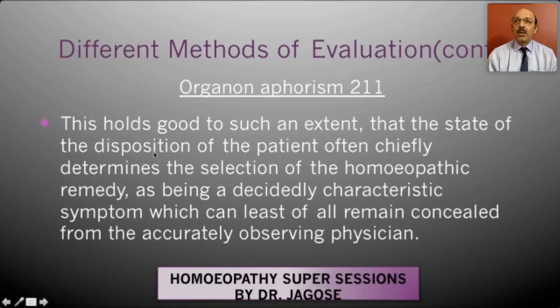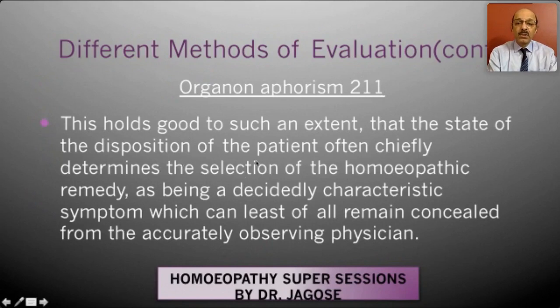So the disposition will be obtained from the mental symptoms, from the physical general symptoms, as well as the constitution of the patient. In my previous webinars, I had given you a whole flow chart in which I had written regarding the evolution of the disease, the predisposition, the disposition, the diathesis, the levels of expression, and the expression of the disease. So here, we have to give importance to disposition. Dr. Hahnemann also emphasizes it in aphorism number 211.